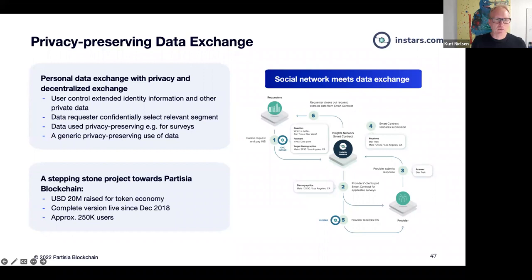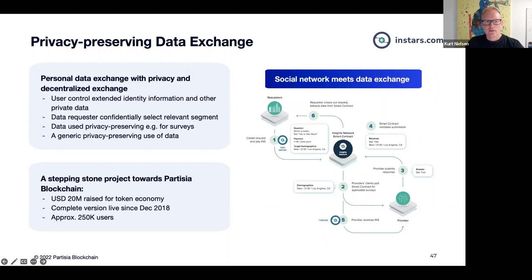Here we have one of the first projects that we worked on, which is a decentralized data exchange. Here the users are in control of the data. They don't have to sell the data. They can just sell the use of the data, and thereby get paid for that, and they can keep selling the use of the data basically forever. So we have a really good example here where the users are in control and getting empowered by the network.